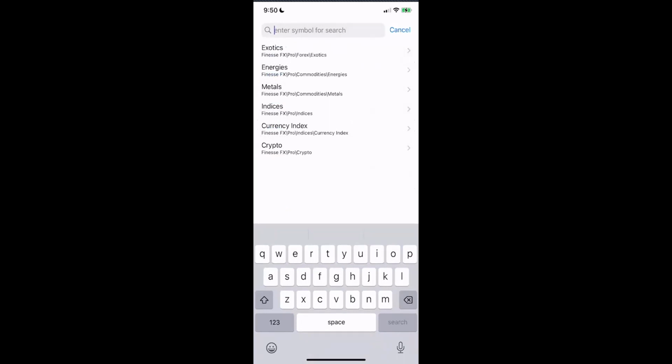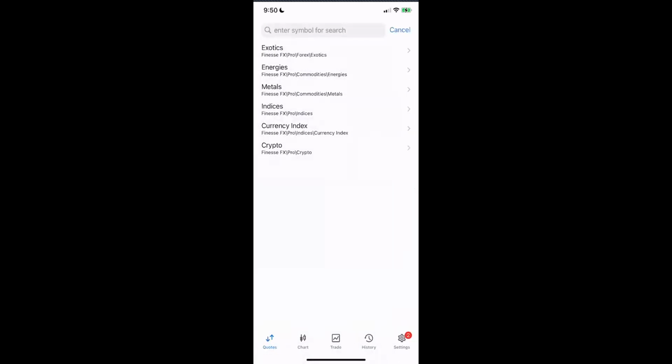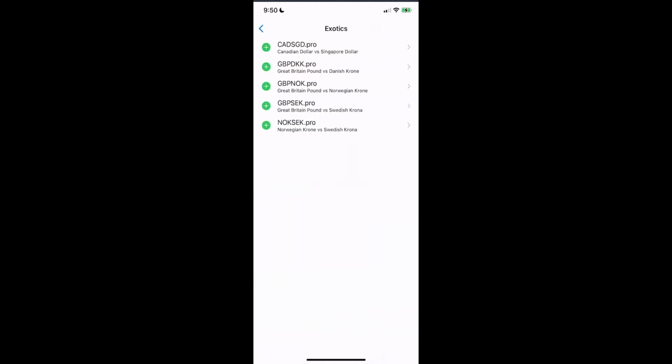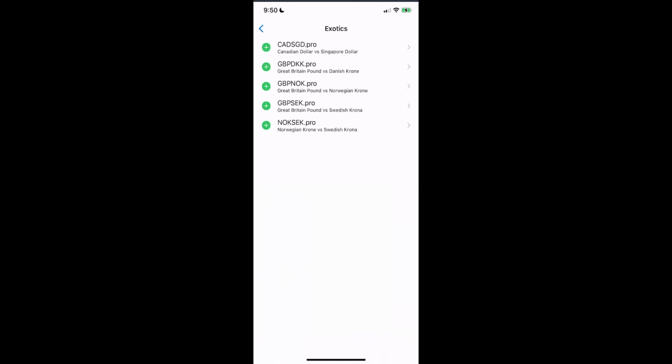And you see you have these different folders. You have exotics. It says Finesse FX Pros. This is where your majors would be. Wait, no, is there any majors? Metals. Well, see, mine's gone. You're probably going to see. Yeah, I think it's going to be in here. Because mine's already preloaded, that's why I'm saying that.